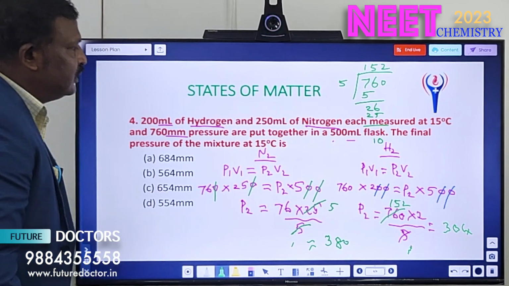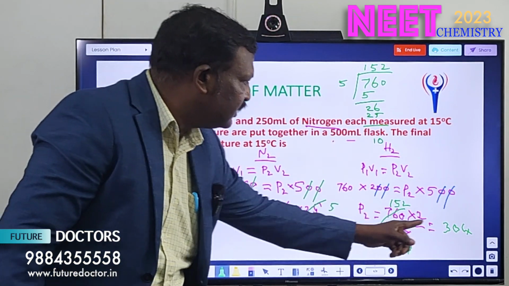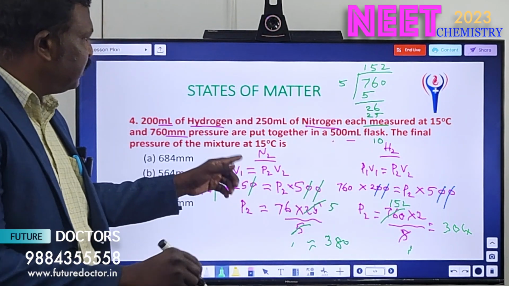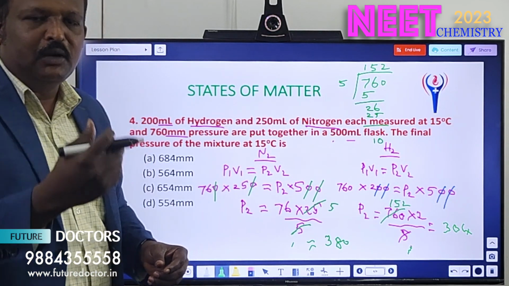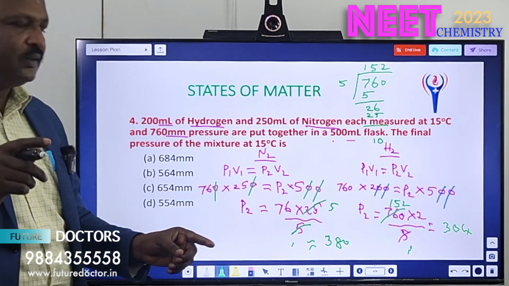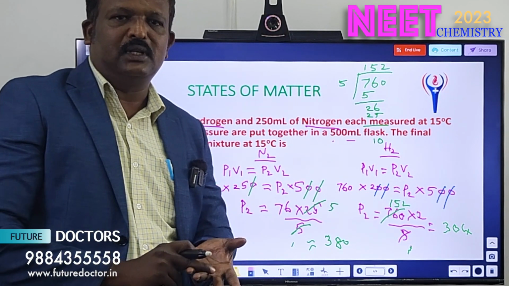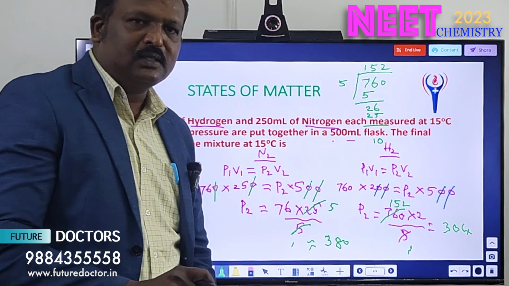They are asking to find only the final pressure of the mixture. Final pressure means you just add these two. Both hydrogen and nitrogen together are producing how much pressure? So you have to add all this. That method is called Dalton's law of partial pressure. Add all the partial pressures, and we get the total pressure.